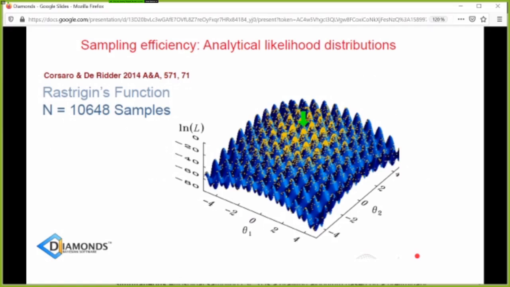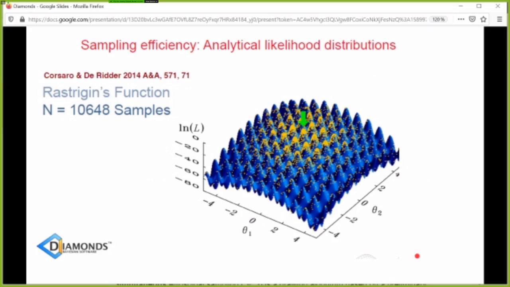And the DIAMONDS code proves to be able to quickly recover the position of the global maximum of the distribution, which would be impossible with the Markov chain Monte Carlo, or would be very, very difficult. As you can see here, it takes only 10,648 samples to find the maximum of the likelihood function.